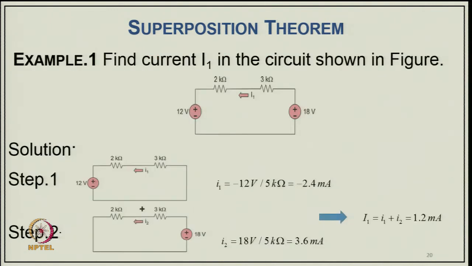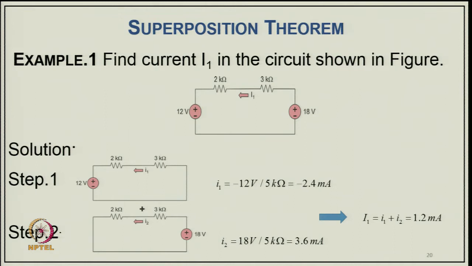A typical example, example 1: find the current I1 in the circuit shown in the figure, where you have two sources, a 12 volt supply and an 18 volt DC supply, with two resistances of 2K and 3K. First, the second source of 18 volt we short circuit, because it does not have internal resistance. So now we have step 1 with the 12 volt source with both resistances in series, and we find the current, let us call it I1. I1 will be minus 12 volt divided by both resistances, 2 kilo ohm plus 3 kilo ohm. So the current is minus 2.4 milliampere.